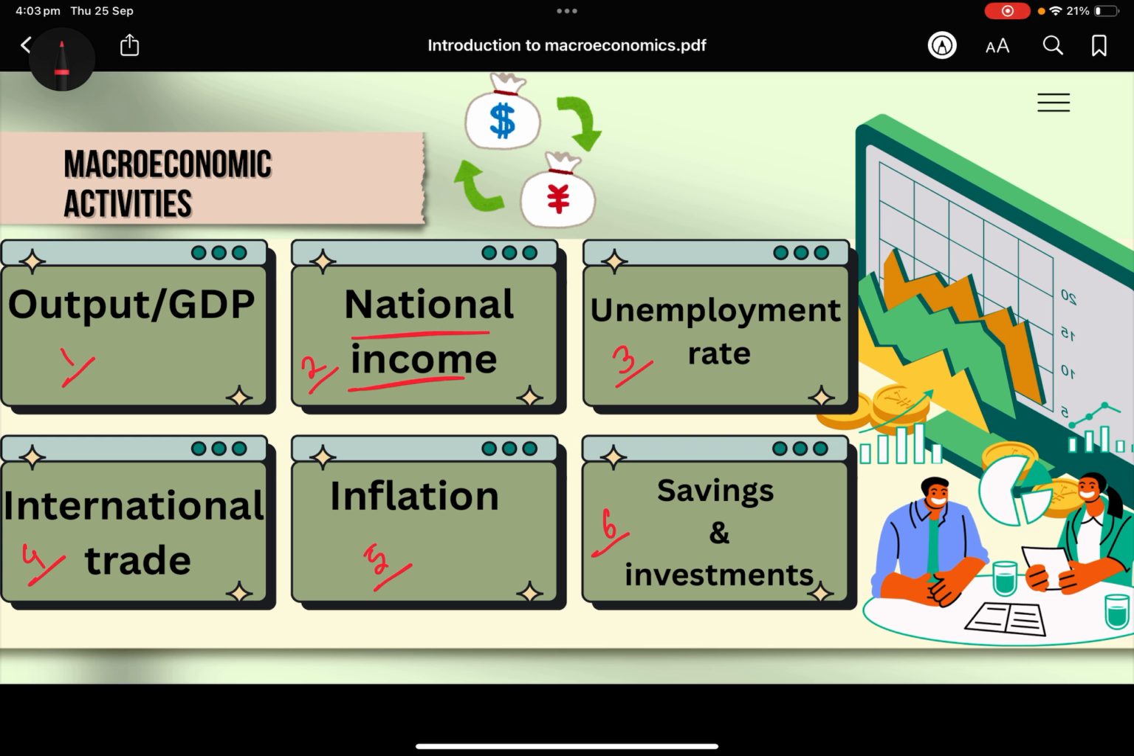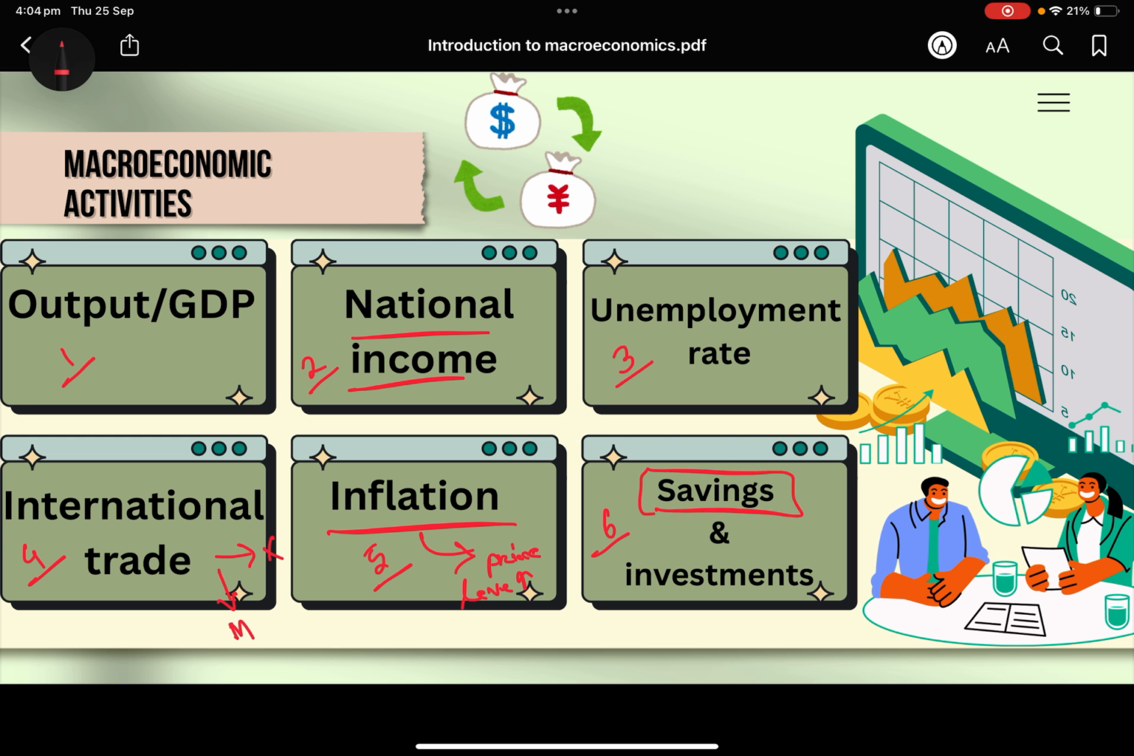Now go to national income. National income is basically the total income of a country. The unemployment rate actually means the percentage of unemployment. The fourth one is international trade; basically it contains exports and imports. Inflation means the price going up, but here this is the price level. We're going to talk about this later.